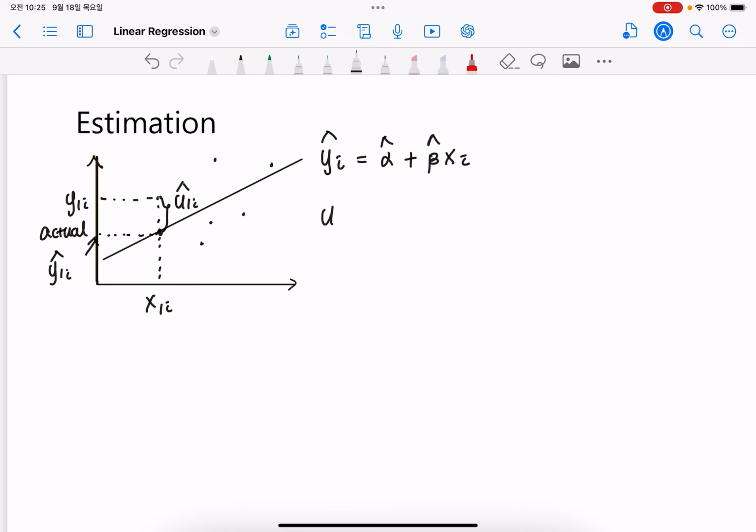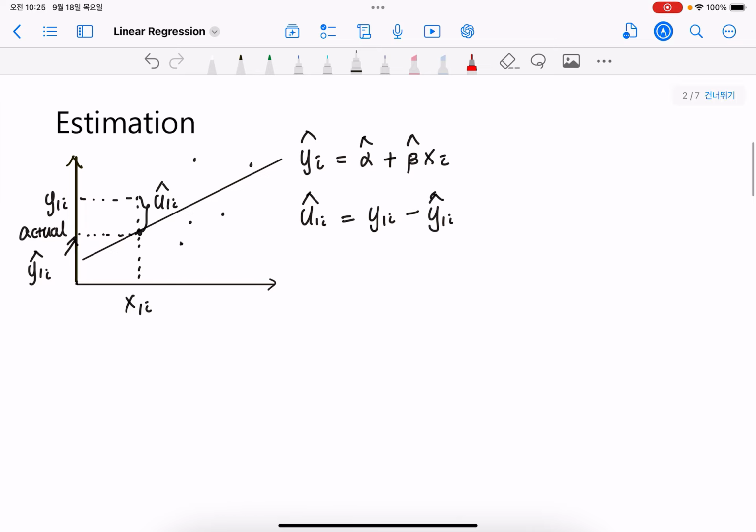So u1i hat is the residual term that I have mentioned earlier. And u1i hat is the y1i minus the y1i hat under the regression line. Other way we can express y1i, it's just a repetition, but just putting numbers in different sides: y1i is going to be the sum of y1i hat plus a u1i hat, right?